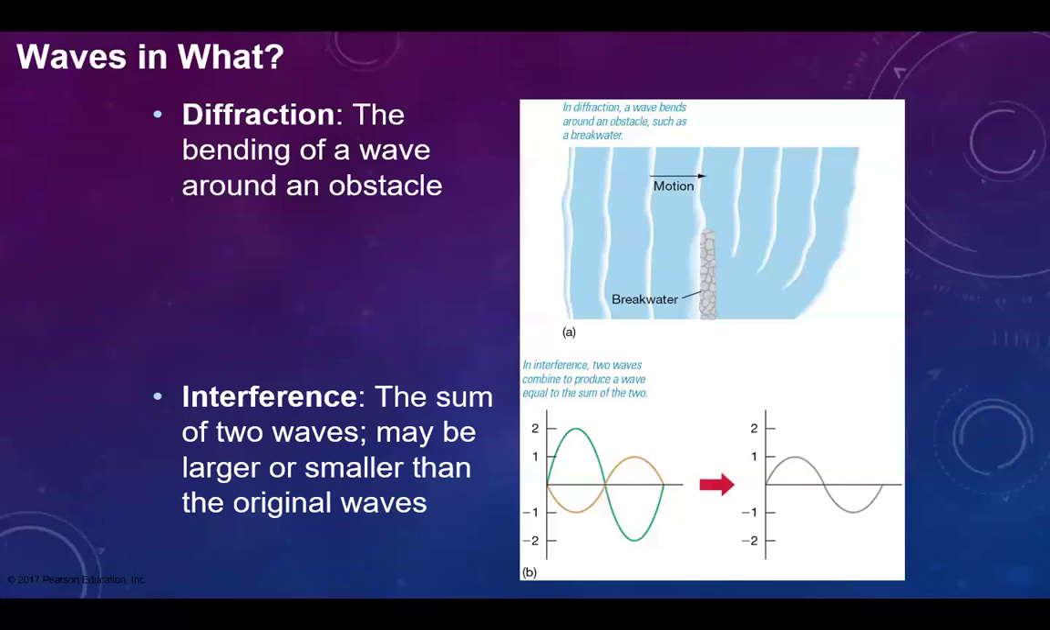So it uses what's called destructive interference. And so this is the sum of 2 waves. And you could have both destructive, where the 2 waves are out of sync with each other and cancel out, and constructive, where they're in sync with each other and add together and get even bigger.